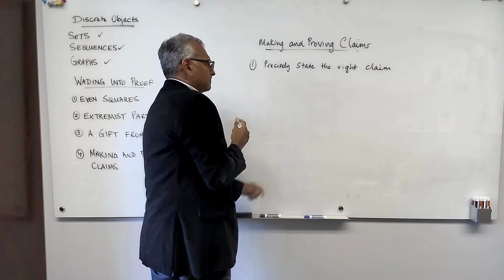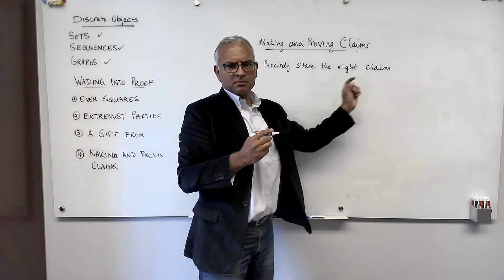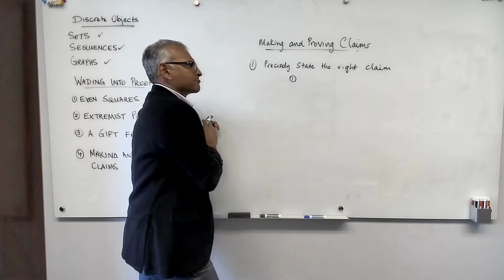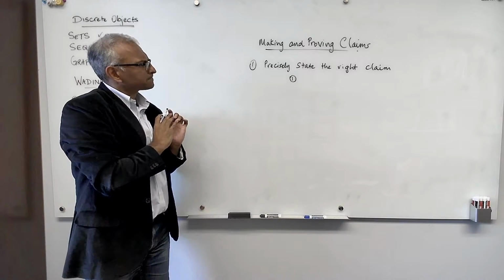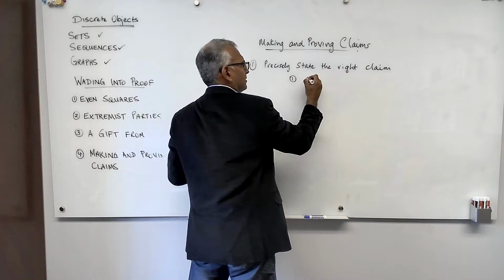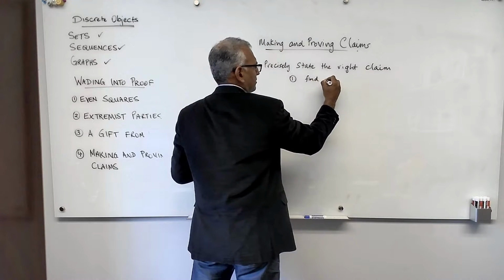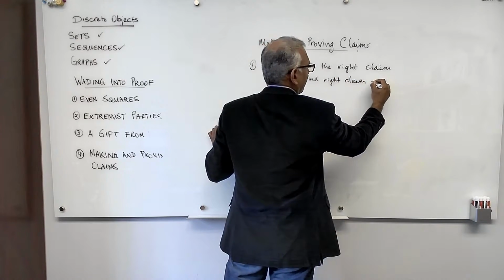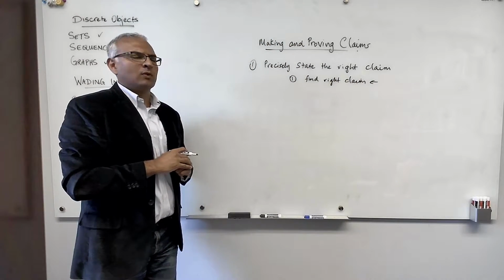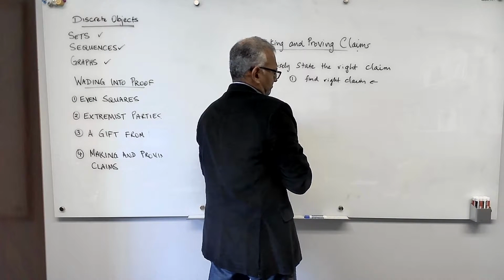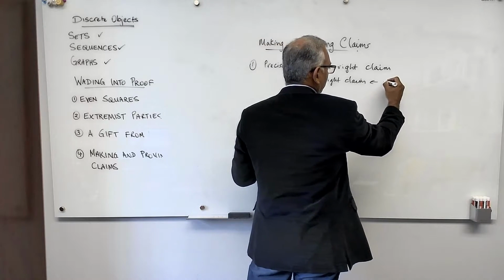Okay, so there are several elements to this. So the first thing is, you must find the right claim. So find the right claim. Okay. And how do you find the right claim? What does it mean, right claim? So first of all, it should be provable.